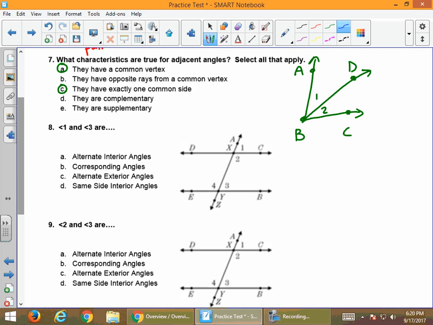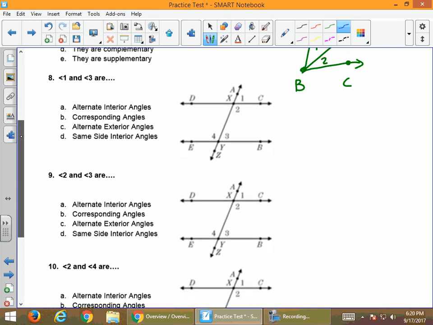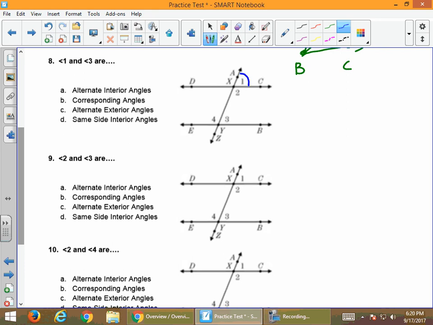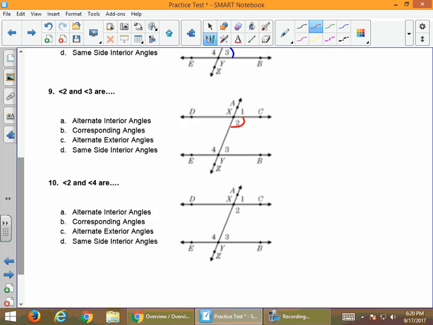Number 8, angle 1 and 3. Now we're just naming angles. 1 and 3, hopefully you're picturing this one as the postage stamp. They're both in the upper right, the same place a stamp would go, and that's the one that we call corresponding. Number 9, angles 2 and 3. Angles 2 and 3 are inside the two parallel lines, so they are interior. And they are on the same side of the transversal, so in this case on the right side, so they are same side interior angles.